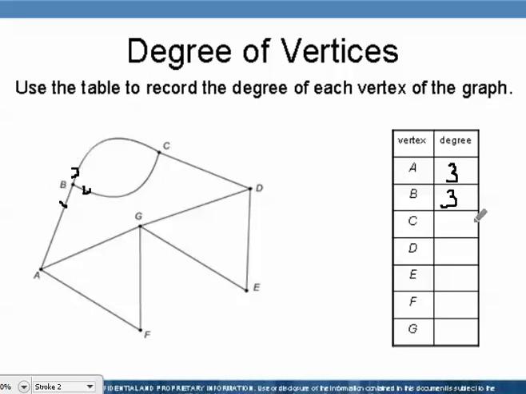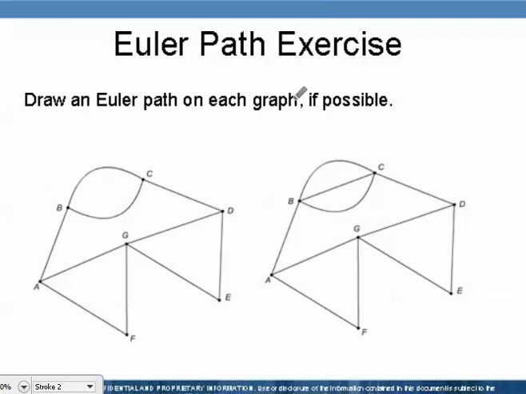For C, I see a 3. For D, I see a 3. For E, I've got a 2. For F, I've got a 2. And for G, I've got a 4. So I've got several odd numbers and a couple of even numbers there. Wonder if this makes a difference for what we're going to do.